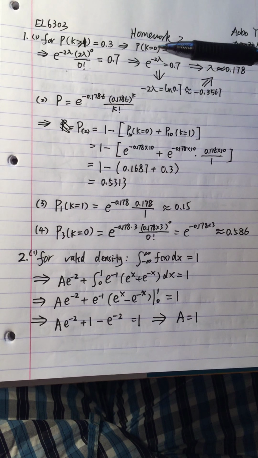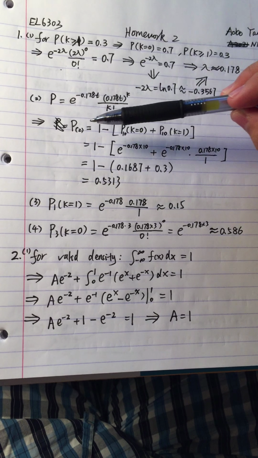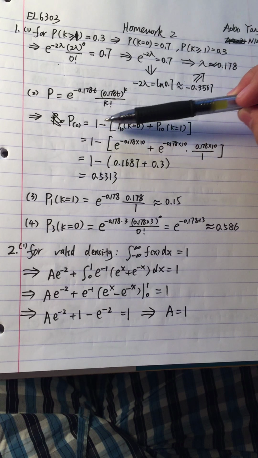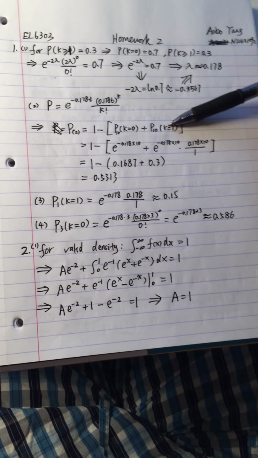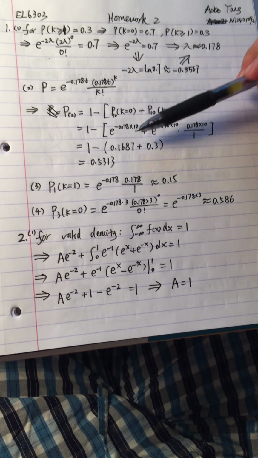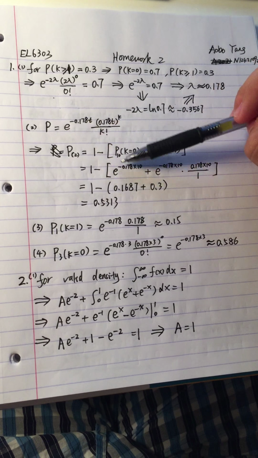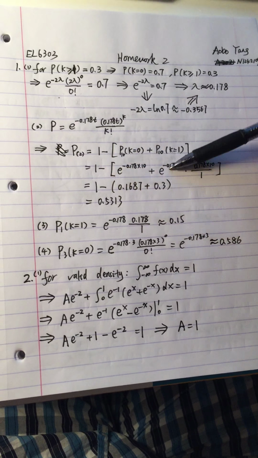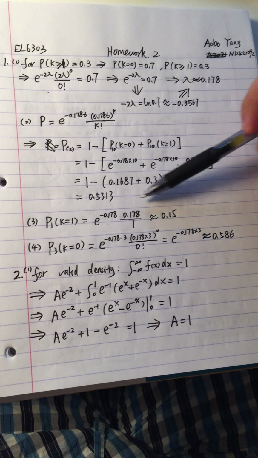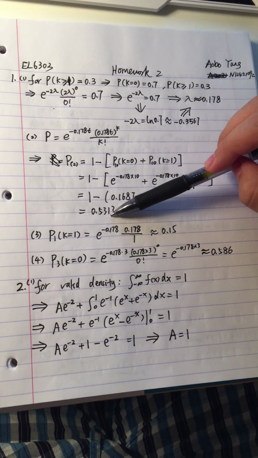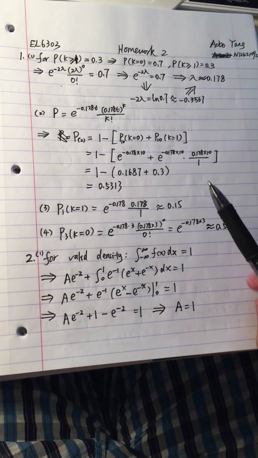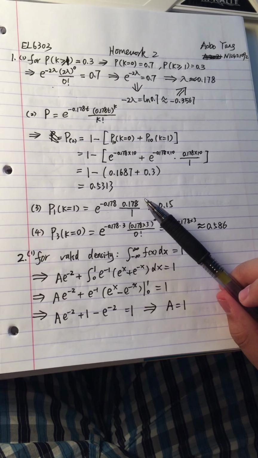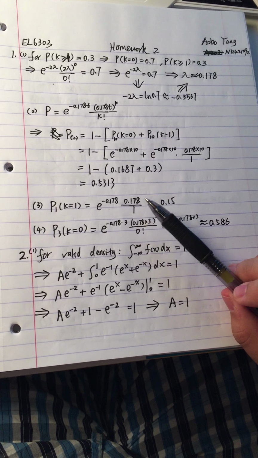And for the second question, the probability in 10 minutes that at least 2 customers will arrive. That means 1 minus the probability k equal to 0 and the probability k equal to 1. Then we can get that t is equal to 10. So we can easily find that the final answer is 0.5313.